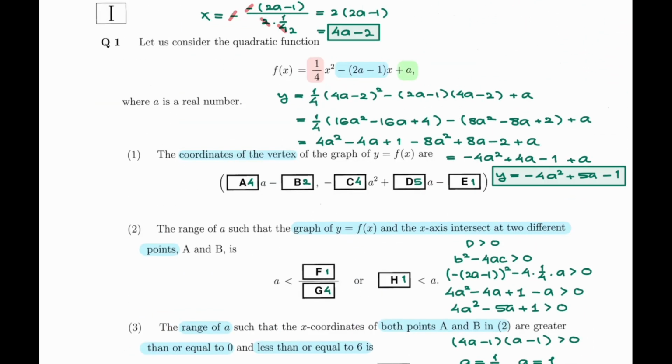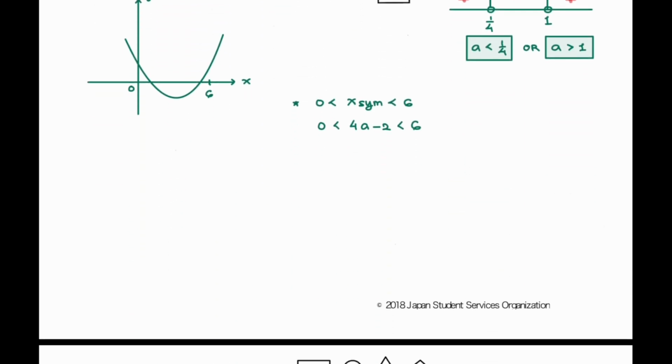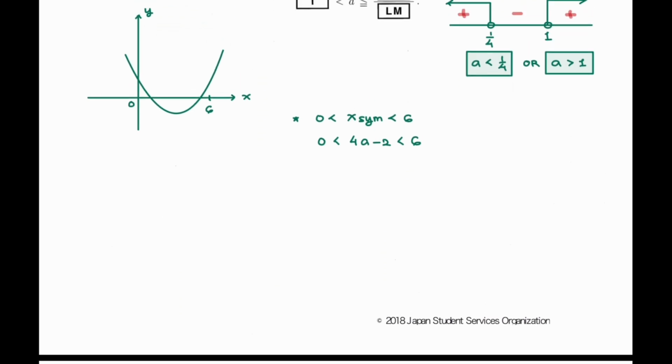The x-coordinate of the vertex is 4a minus 2, yeah. So from this inequality you will get 2 less than 4a less than 8. If you divide all the terms by 4, you will get half less than a less than 2. This is the first condition that must be satisfied.